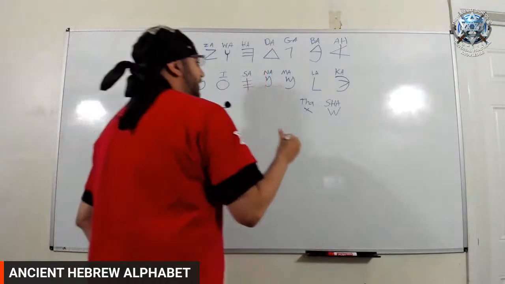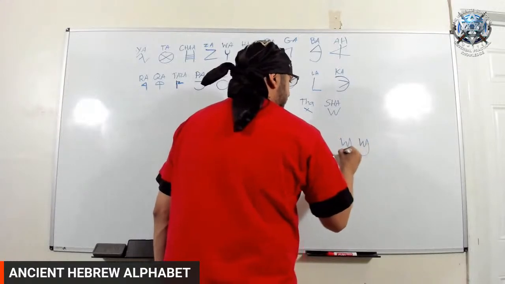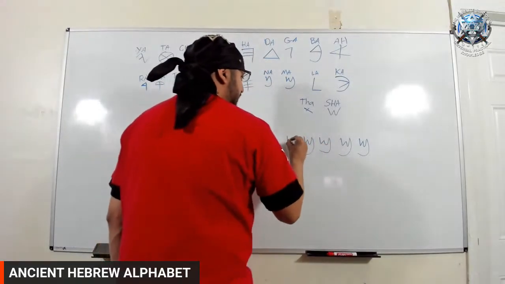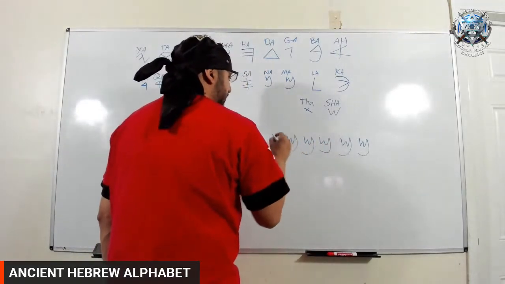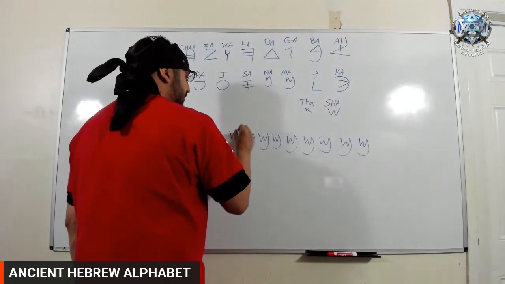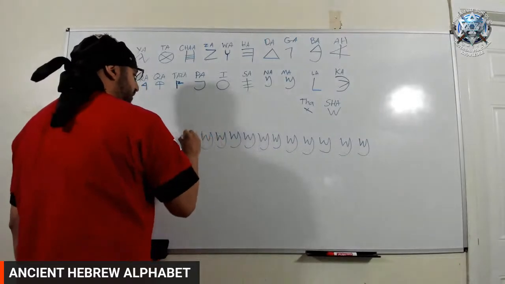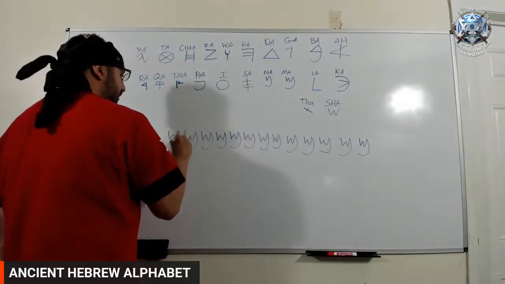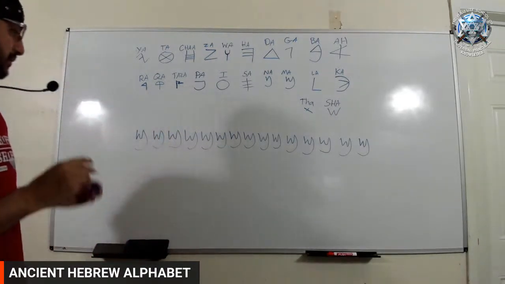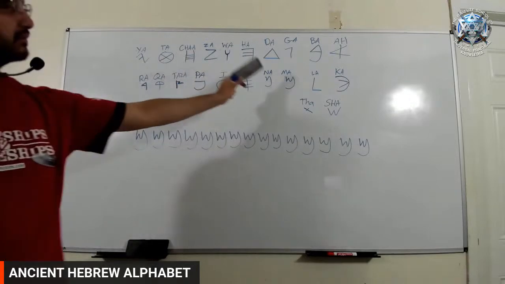Next letter, Ma. Ma. Okay. Ma. Pretty consistent for the most part. Okay. And that's what it looks like. Ma. Right here.